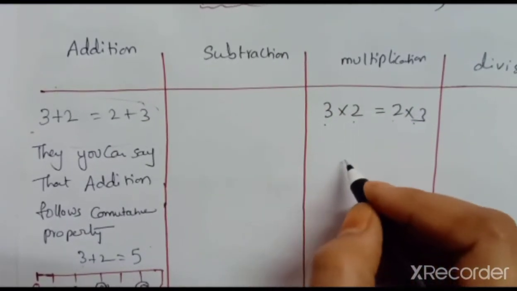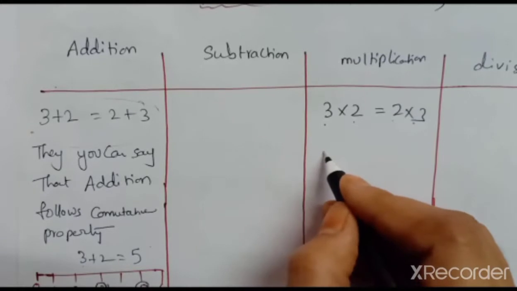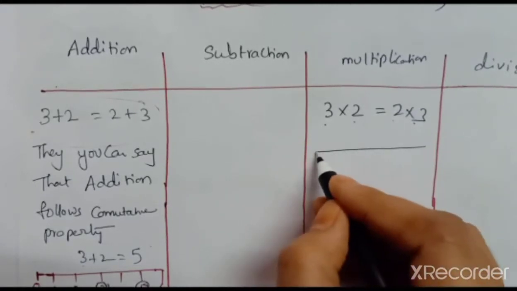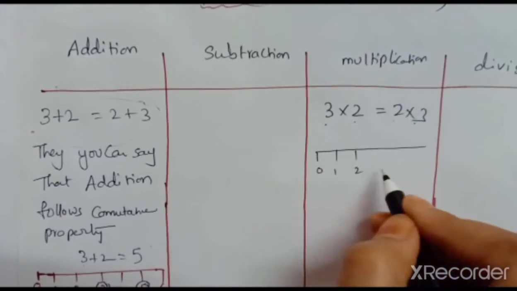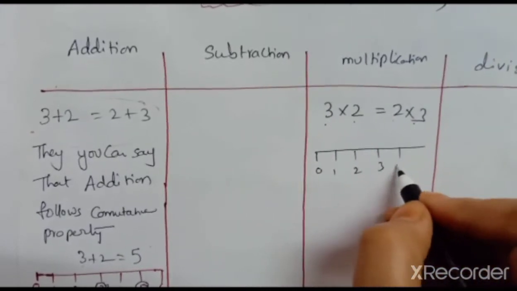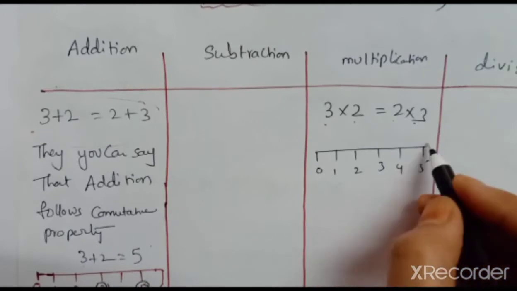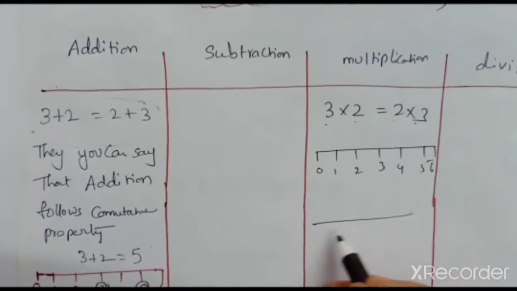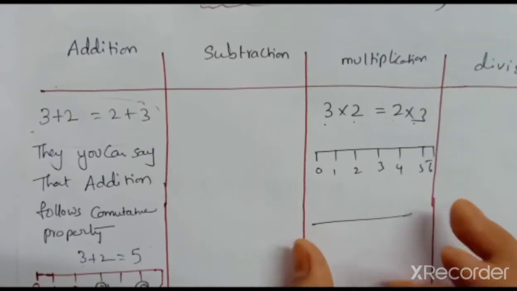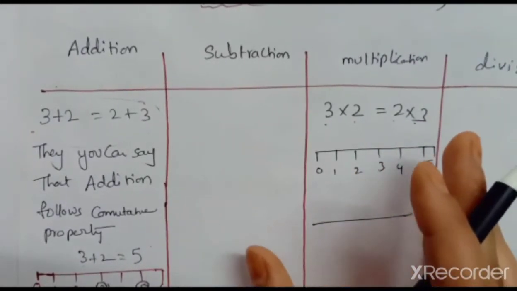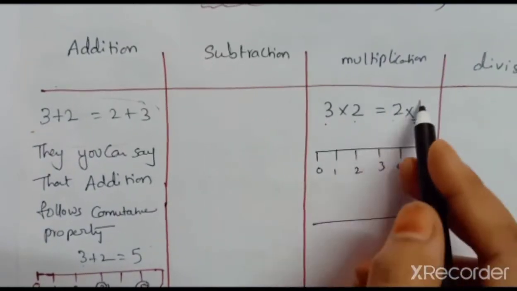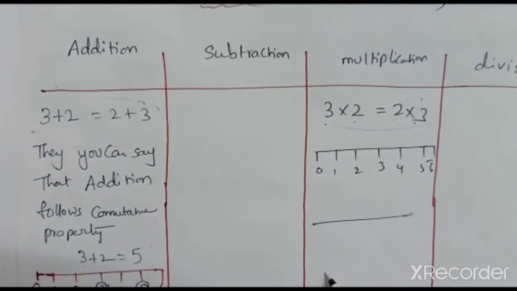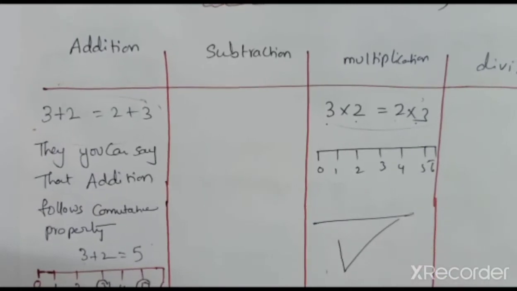So how do you show it on the number line? You try on the number line, draw two number lines here and try for this. In the same way, draw one more number line and try for this. This is the multiplication of whole numbers, and it also follows. See here, 3 into 2 equal to 2 into 3. So it also follows the commutative property.